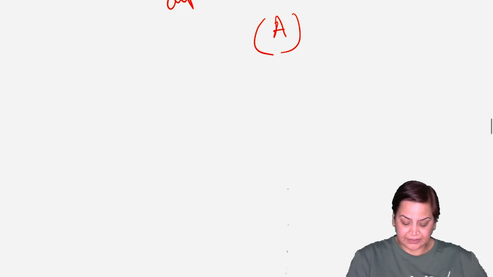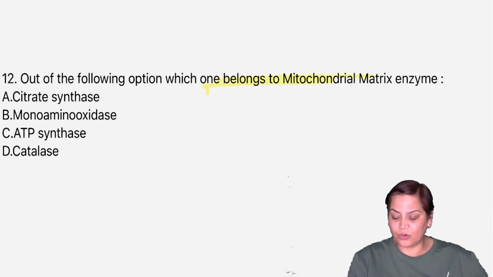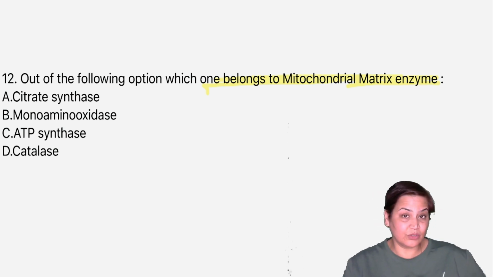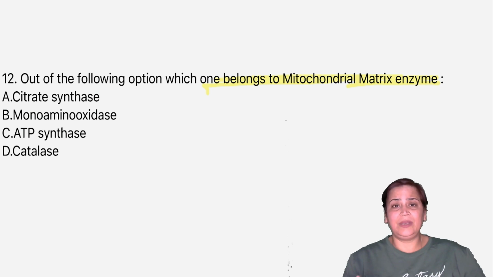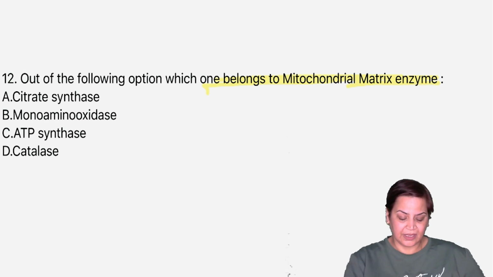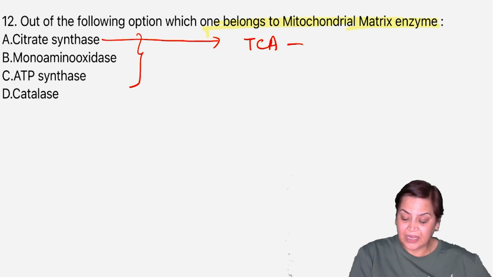Right? Then moving on to the next question, out of the following options, which one belongs to the mitochondrial matrix enzyme? Now we all know that mitochondria is known as the powerhouse of the cell. Most of the respiratory enzymes are present here. All these options are present in the mitochondria, but the question is about the matrix. Citrate synthase is an enzyme of the TCA cycle, and TCA occurs in the matrix of mitochondria.